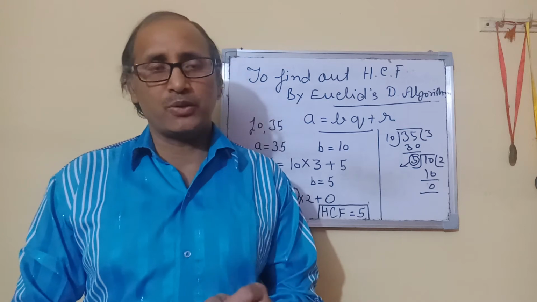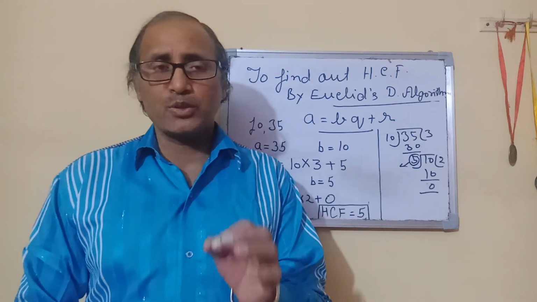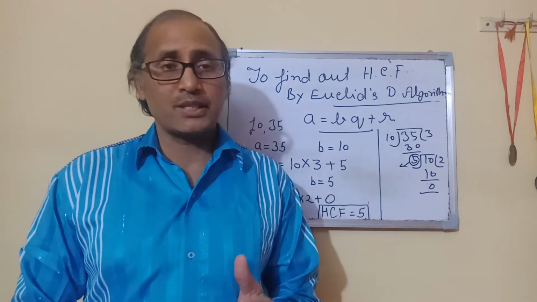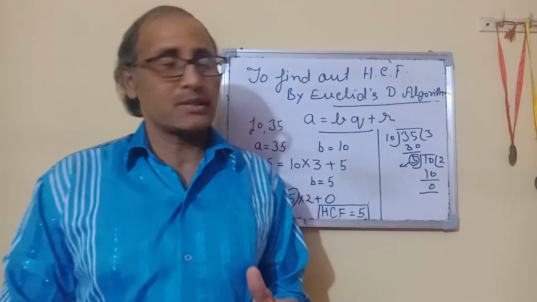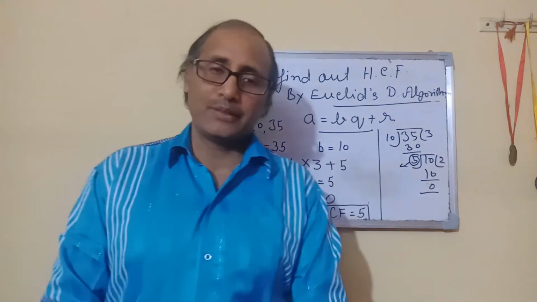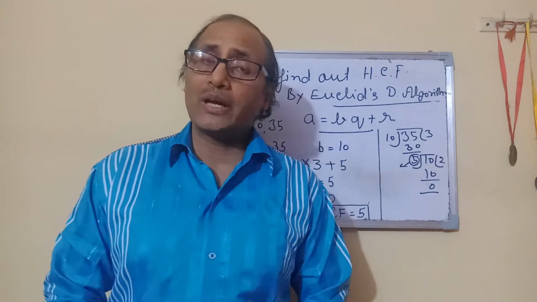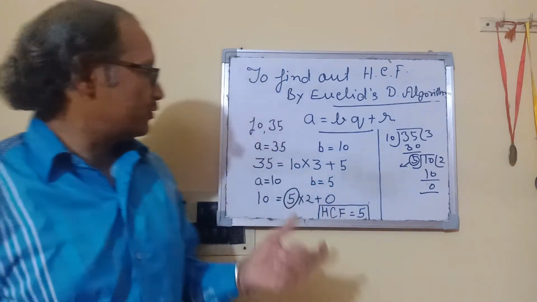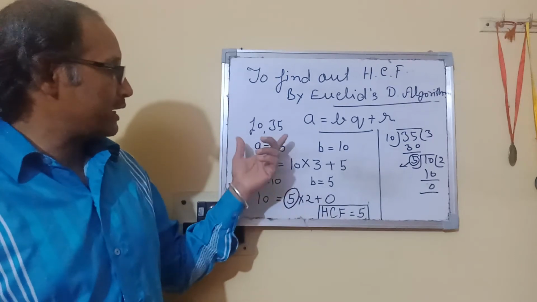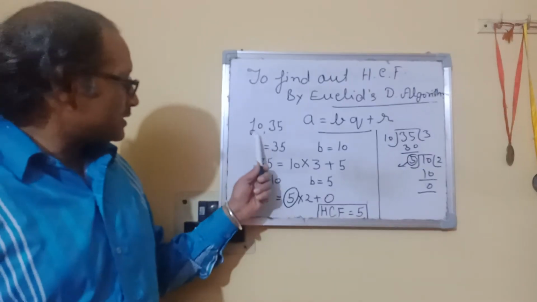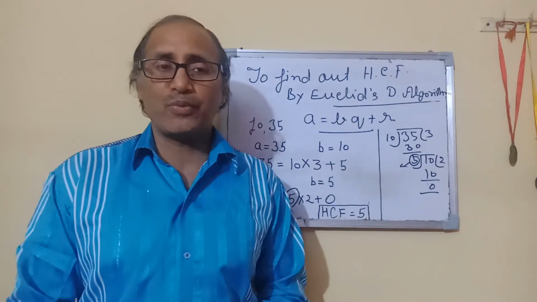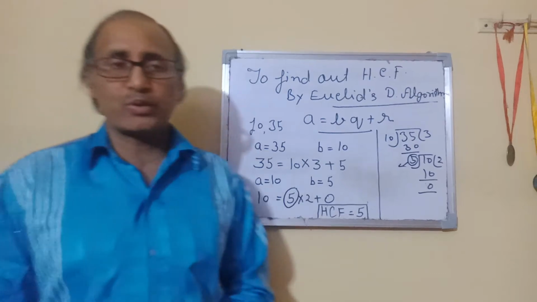In this video, I am going to tell you how you can find out the HCF of two given numbers by using Euclid's division algorithm. How you can find out the HCF if you have two numbers. Suppose we have two numbers. First is 10 and the second is 35. How do you find the HCF of these two numbers?